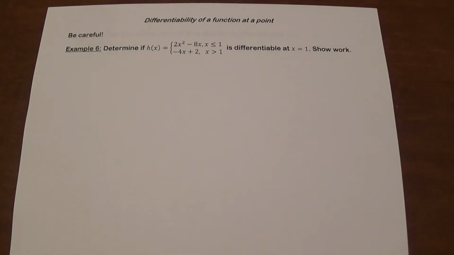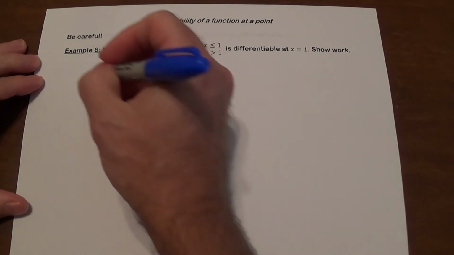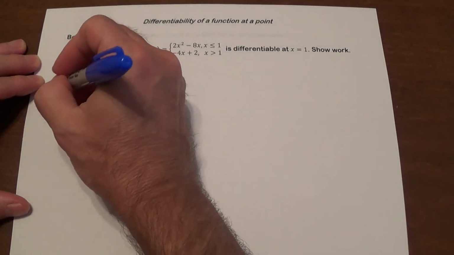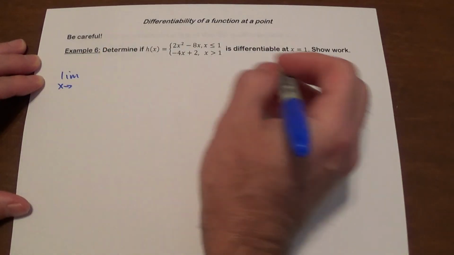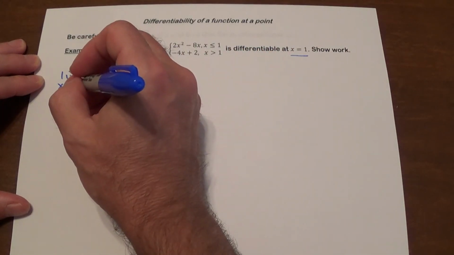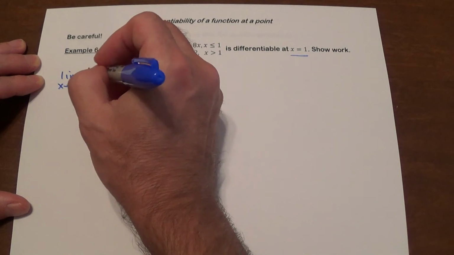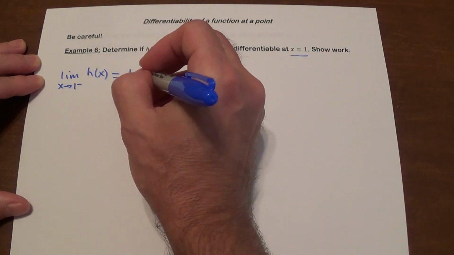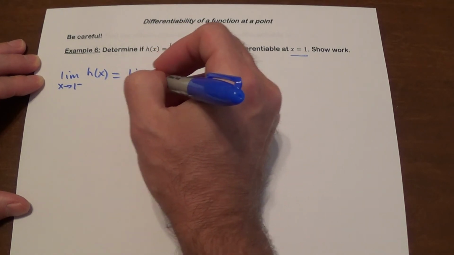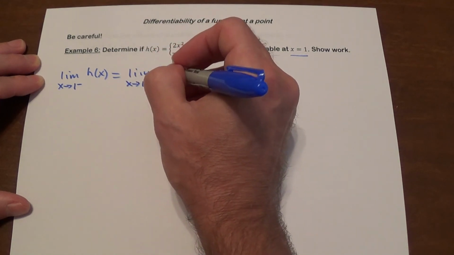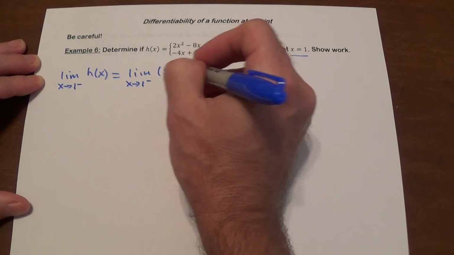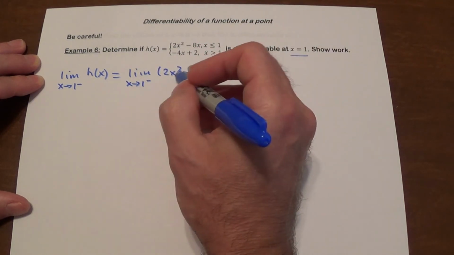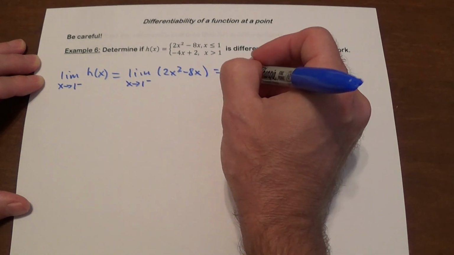Okay. I need to warn you about one thing. This problem here, what's going to happen is if you try to see if it's differentiable at 1, as x approaches 1 from the left of h of x, that's going to be the first equation. So it's the limit as x approaches 1 from the left of 2x squared minus 8x. That's going to give us 2 minus 8, negative 6.